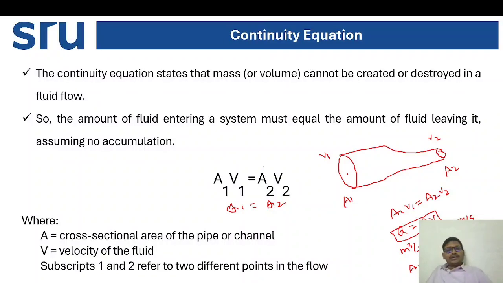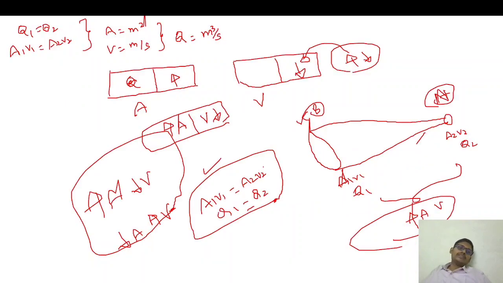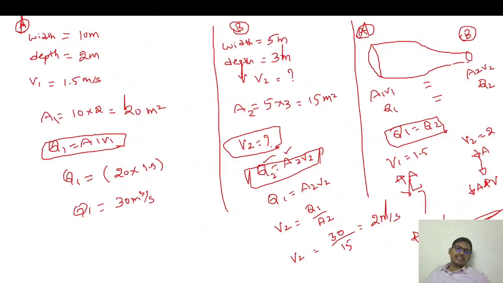The continuity equation states that mass or volume cannot be created or destroyed in a fluid flow. So the amount of fluid entering a system must equal the amount of fluid leaving it. Assumptions: no assumptions. So A1 V1 equal to A2 V2 is also known as Q1 equal to Q2, and Q is nothing but AV. And we have seen area increases, velocity decreases; area decreases, velocity increases.